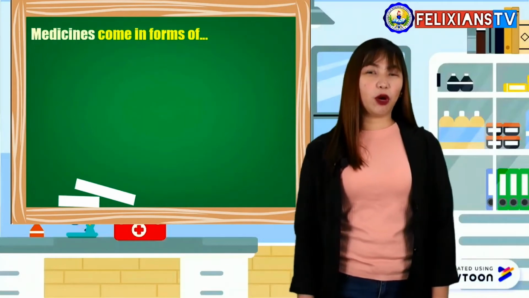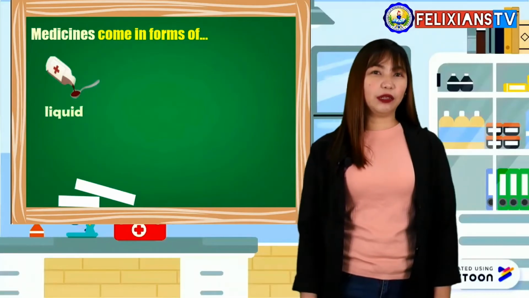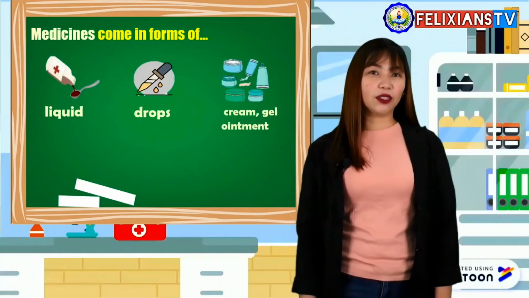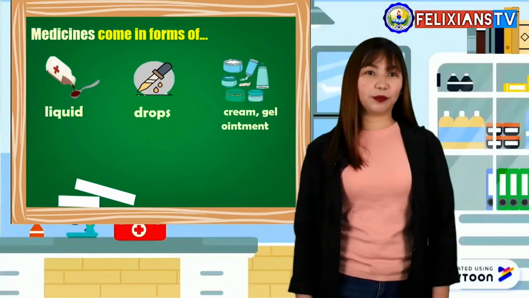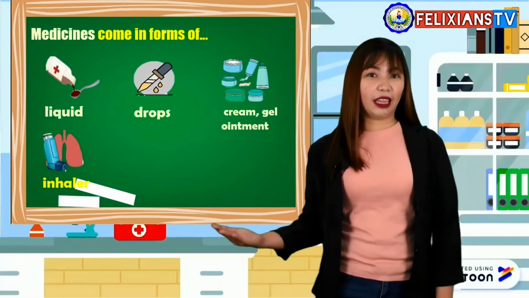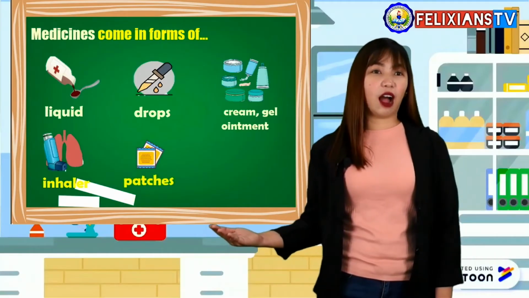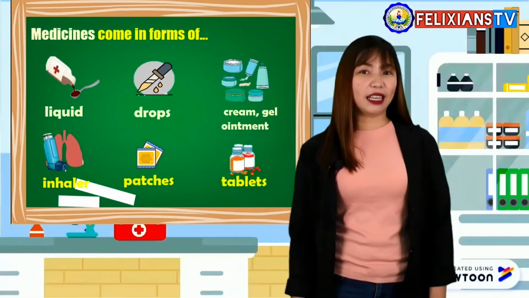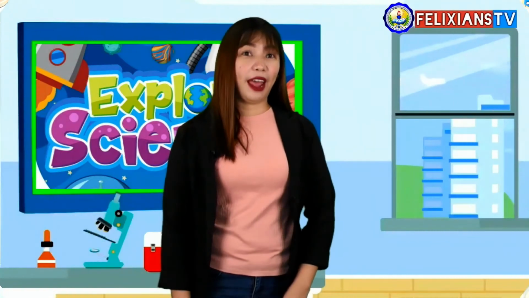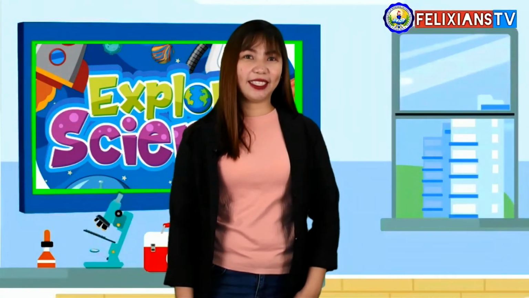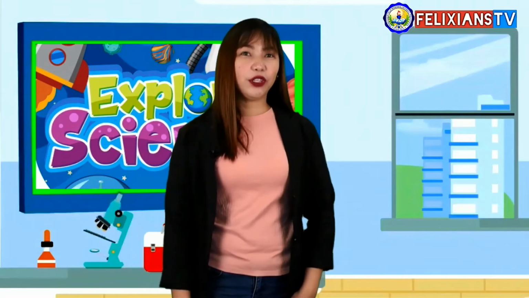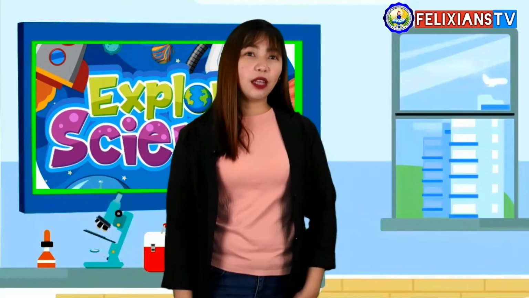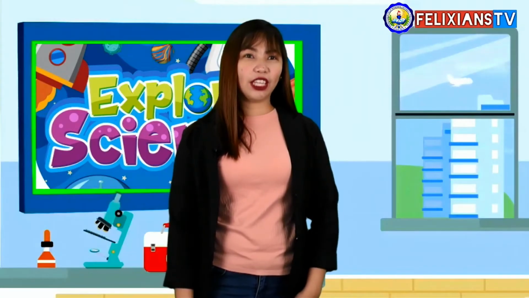Medicines come in forms of liquid that are swallowed, drops that are put into ears or eyes, creams, gels, or ointments that are rubbed onto the skin. There are also inhalers, patches that are stuck to skin, which we call transdermal patches. We also have medicines in the forms of tablets. But how do we form the rightful amount of medicine that we need? In order to make the drug from its ingredients, someone has to figure out how much of each ingredient is needed to react together to make a final drug.